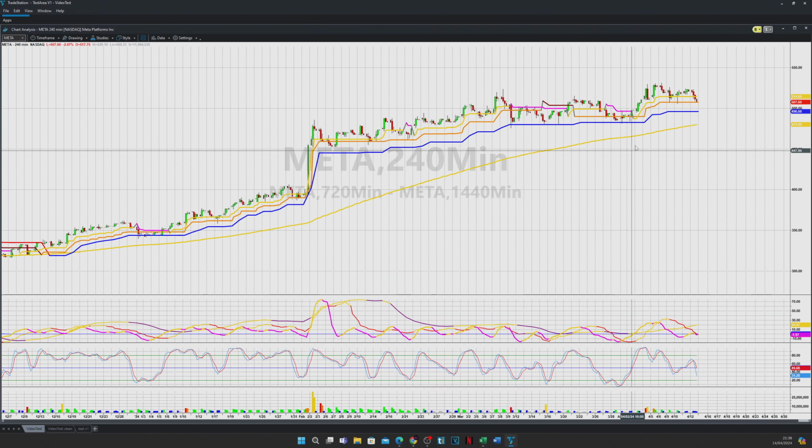Let's check the 4-hour chart. It's still strong, didn't make a change. Momentum is still for the upside. It's probably gonna try to rest, move a little bit up, and then down again.